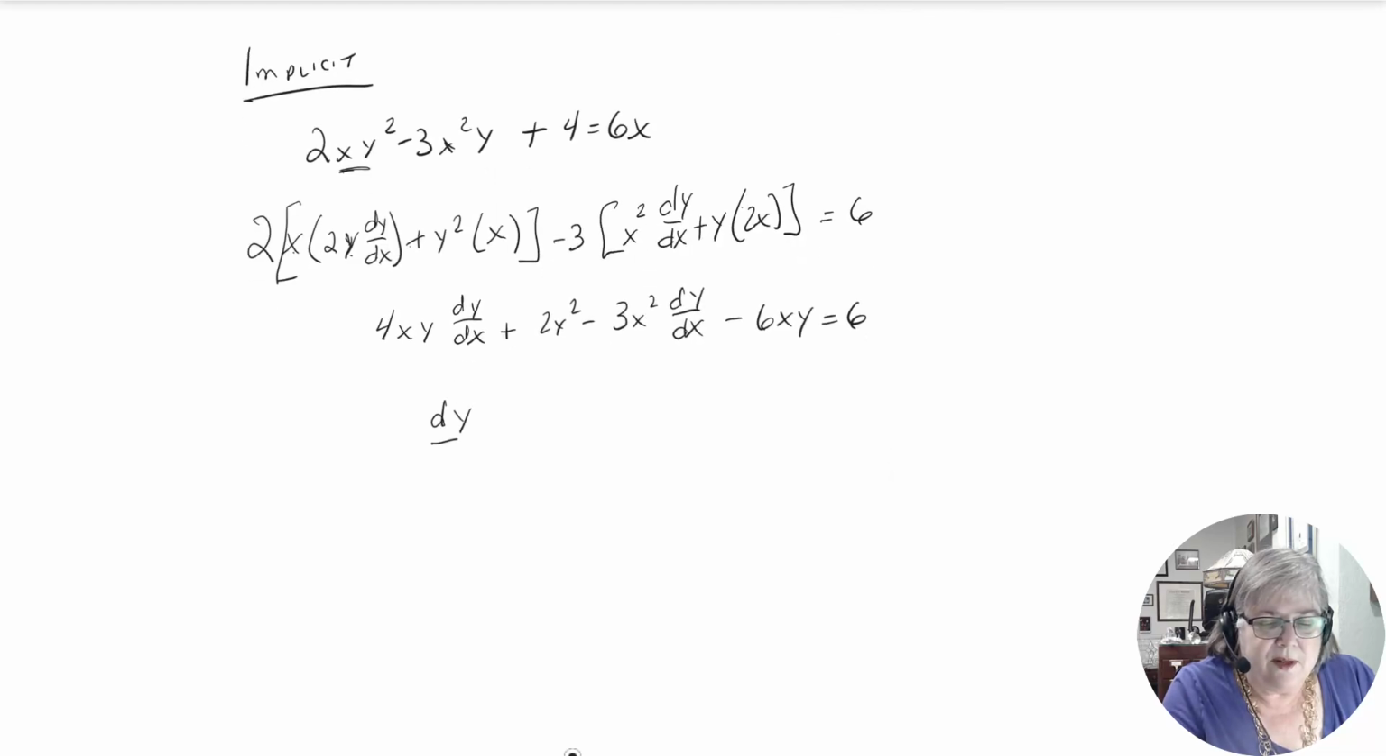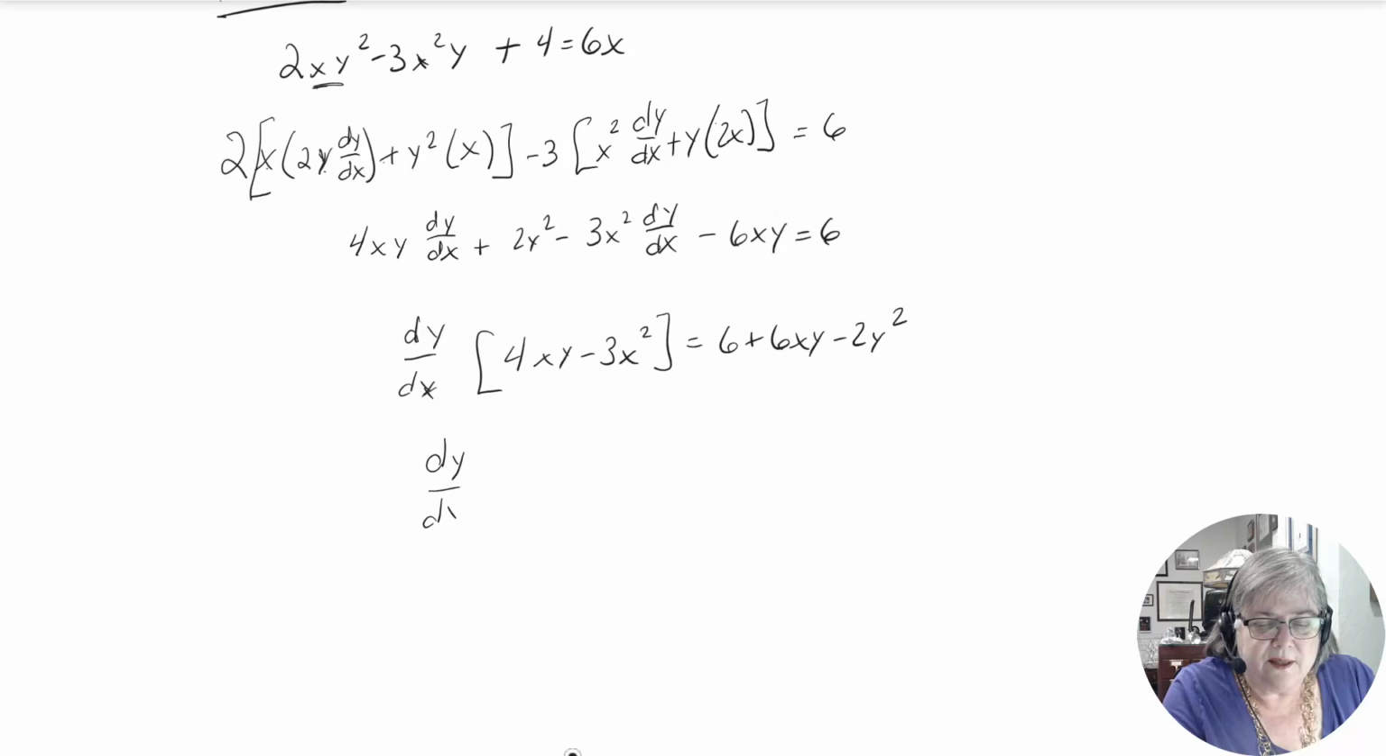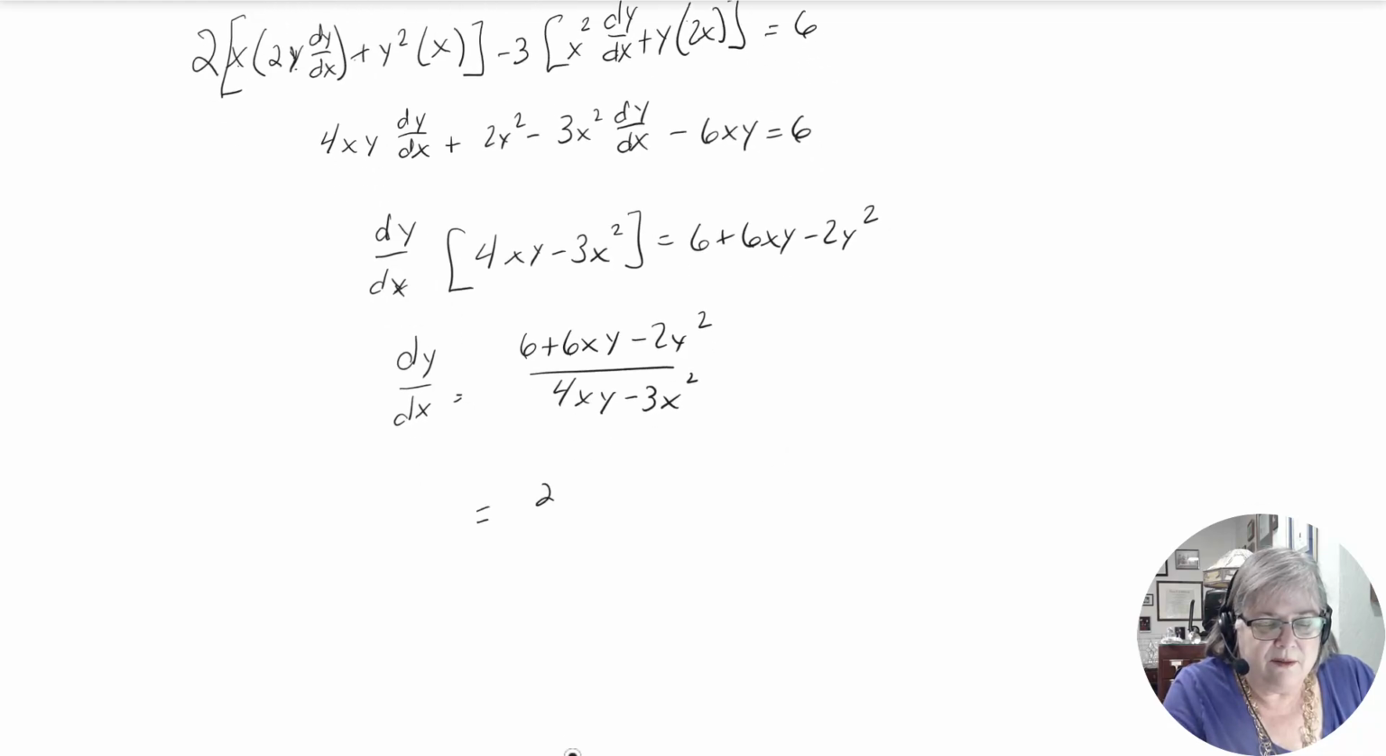So factoring out the dy dx's, you'd have 4xy minus 3x squared equals 6 plus 6xy minus 2y squared. Then you could divide through to get dy dx isolated. And you'd have 6 plus 6xy minus 2y squared over 4xy minus 3x squared. And you could factor a little bit. You could get a 2 out of the numerator and an x out of the denominator if you want.